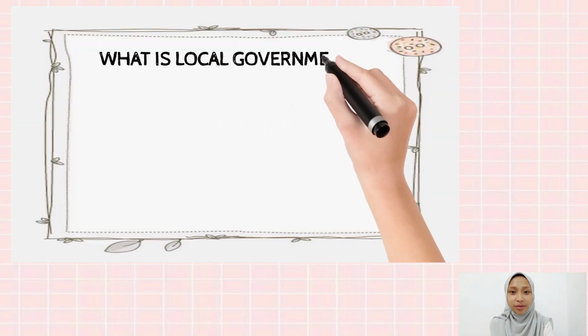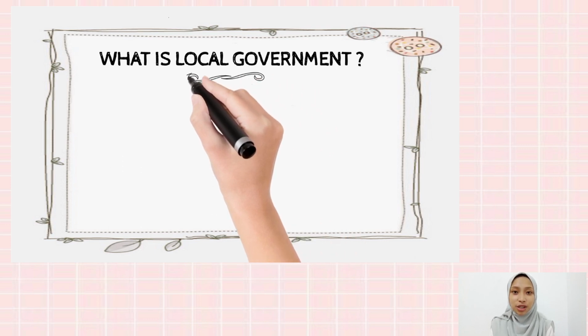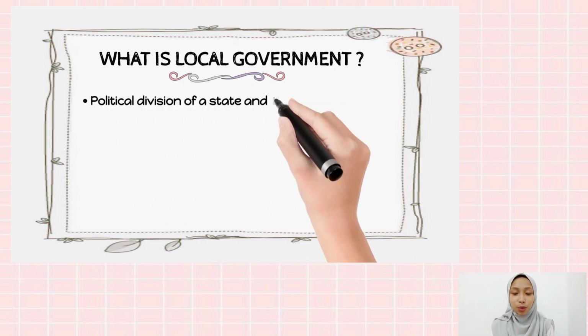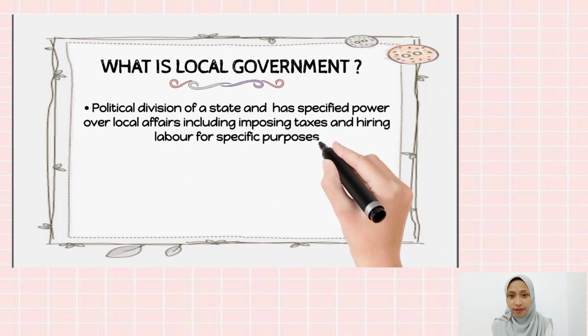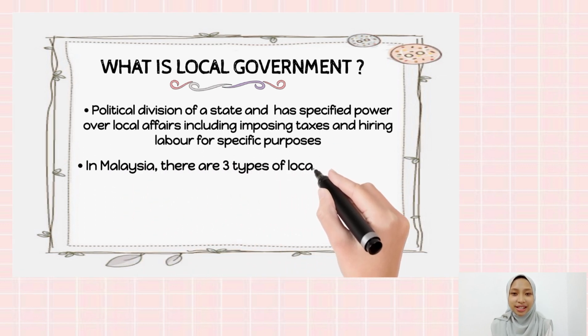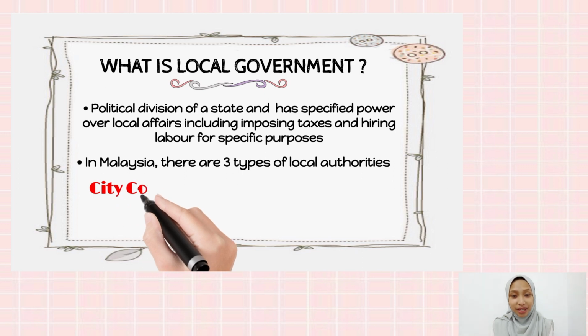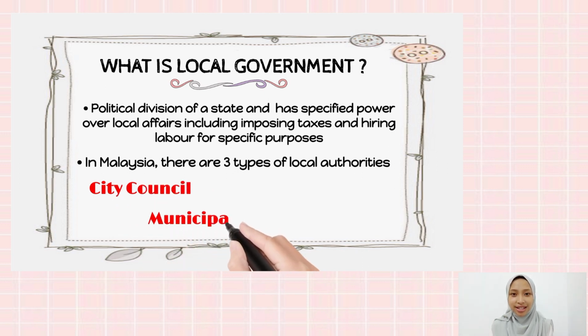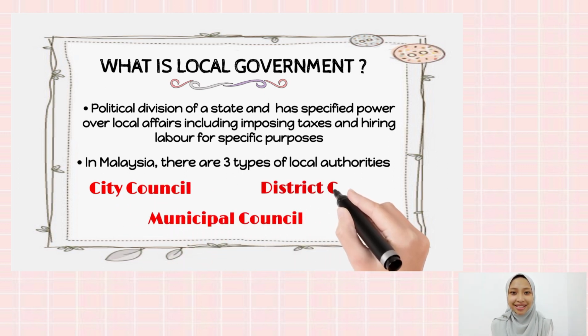So what is local government? According to the United Nations, local government is a political subdivision which has specified powers over local affairs, including imposing taxes and hiring labor for specific purposes. In the Malaysian context, there are three specific local authorities, namely City Council, Municipal Council, and also District Council.